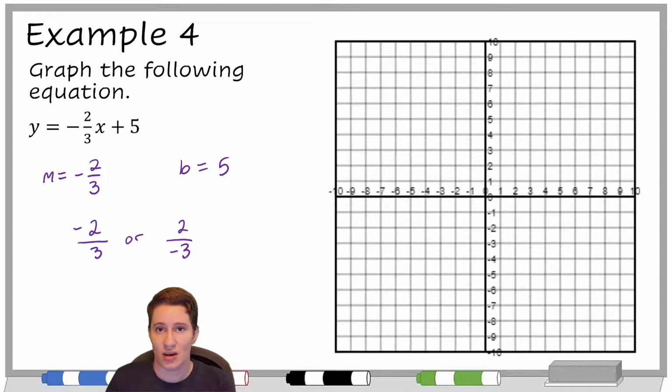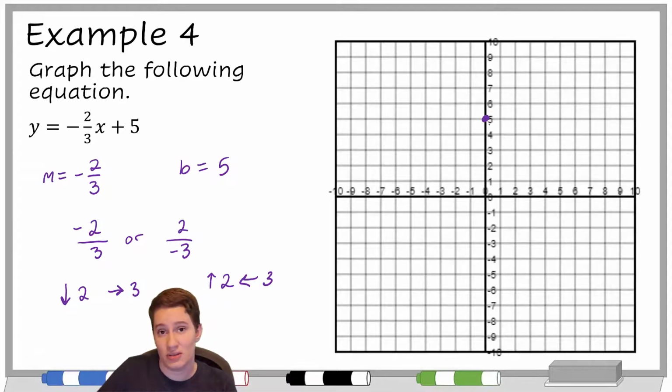So I like to always put it with the top number, so I would think down 2, right 3, but you're welcome to think of it either way. So the second way of thinking of this would be to go up 2, left 3. And those are actually going to give us the same exact line. It's just the direction we're going from our y-intercept that would be slightly different. We're going to begin with 5.